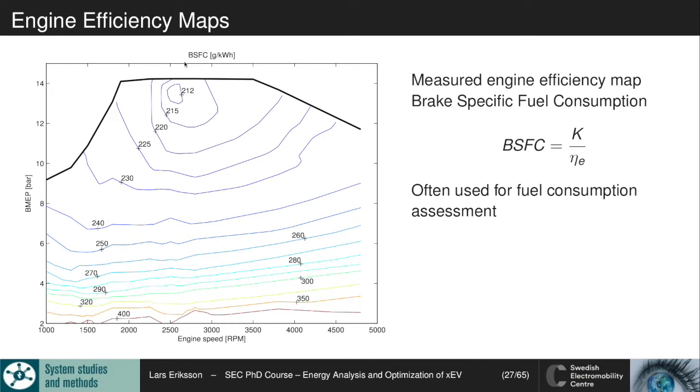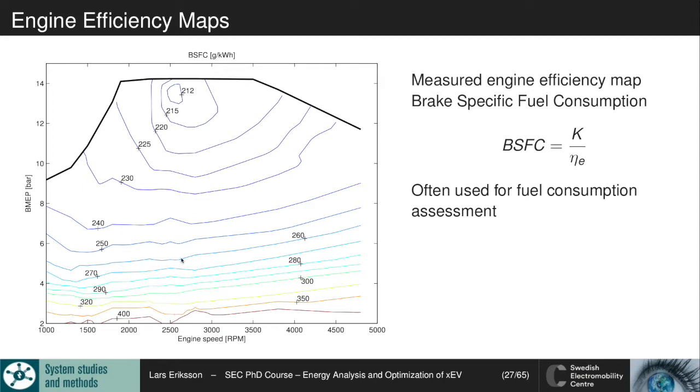So looking now at the engine efficiency, we have the following representation of the brake-specific fuel consumption, which is a constant divided by the engine efficiency. So the lowest value that we have in the fuel consumption is here, which is directly then proportional to the highest efficiency. So here we have the sweet spot of this particular engine, and then the efficiency decreases when we go to lower and lower loads. So the fuel consumption increases when we go to lower and lower loads.